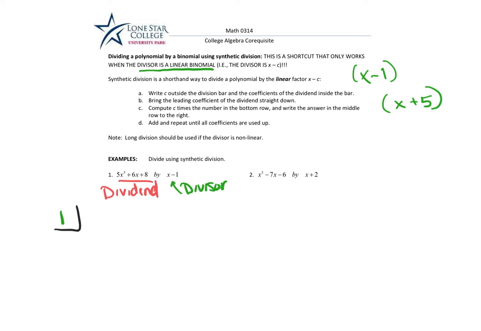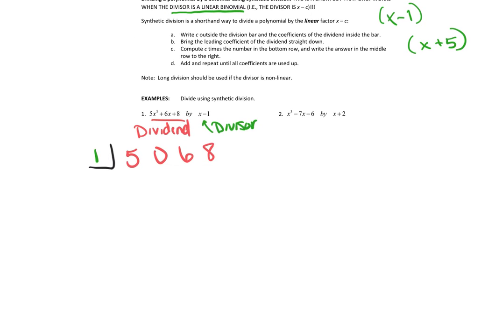And then what we're going to do next is make sure that this is written in standard form, or in descending order. And from there, we're going to list out all of the coefficients in order. We need to be careful that if we're missing terms, such as the x squared term here, we put a 0 in its spot. So my coefficients are going to be 5 for the x cubed term, 0 for the x squared term, 6 for the x term, and then an 8. And what we do next is we draw a line, and we're going to always bring this first term down.